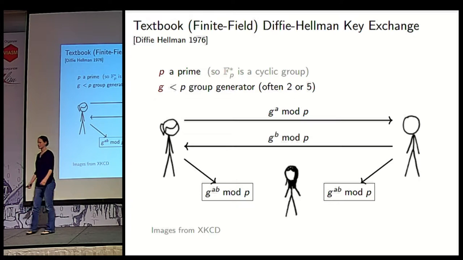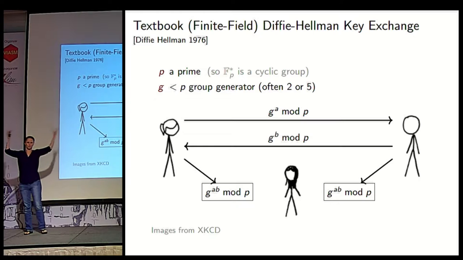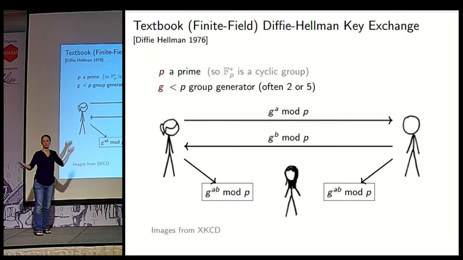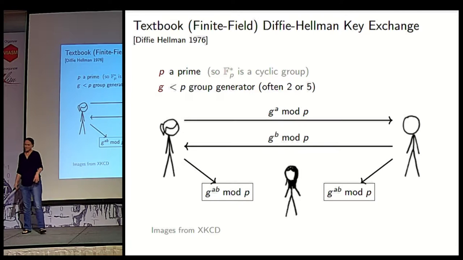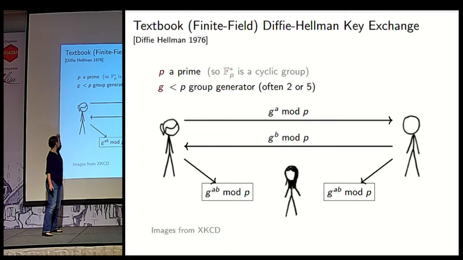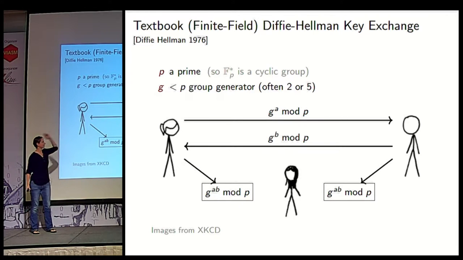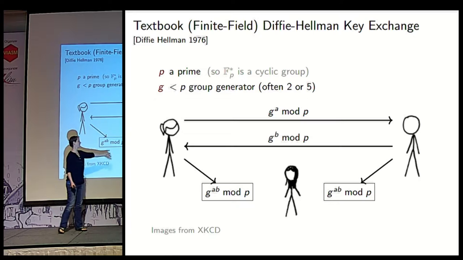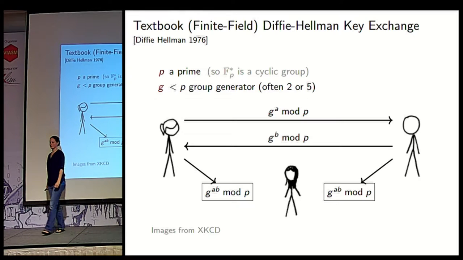In this case, she's passive. They get some parameters out of the sky. There's a prime P and there's a group generator G. Two is a good number. Just think of G equals two. Everybody else does. Alice computes some secret A and sends G to the A. Bob computes some secret B, sends G to the B. They can both compute G to the AB mod P, and poor Eve is stuck.